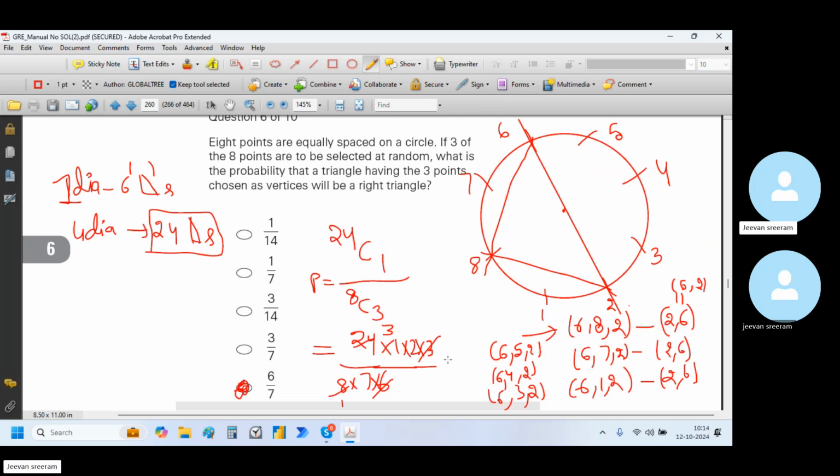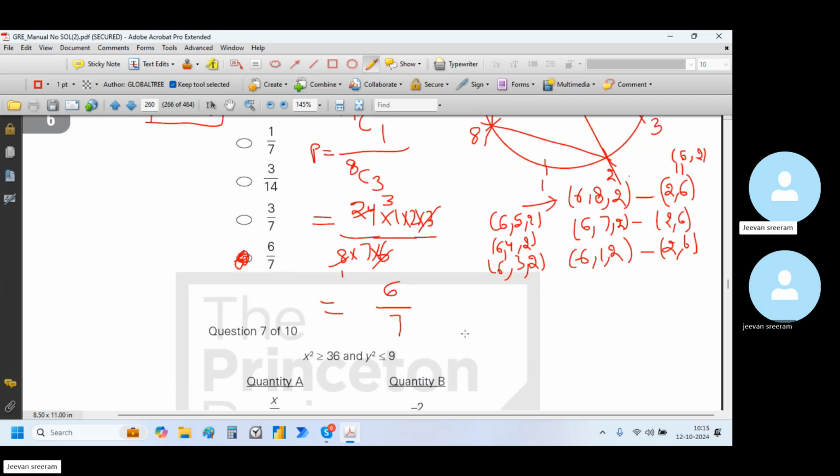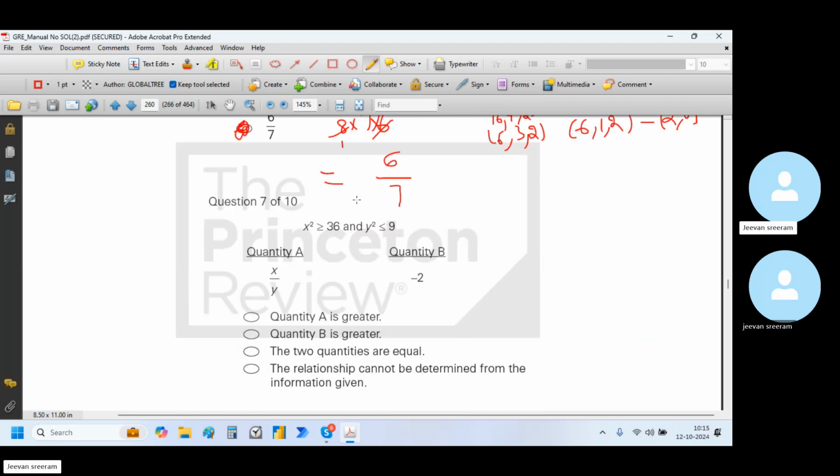So I actually can get 24 right triangles, with each of the diameters forming 6 right triangles. So with 4 diameters, you will get 24 right triangles. When you pick 3 points, the chosen triangle should be a right triangle, which means the triangle must come from these 24 triangles. So let's pick 24C1. If you pick one right triangle, you are actually picking 3 points, the favorable outcomes, right? 6 by 7 ultimately.